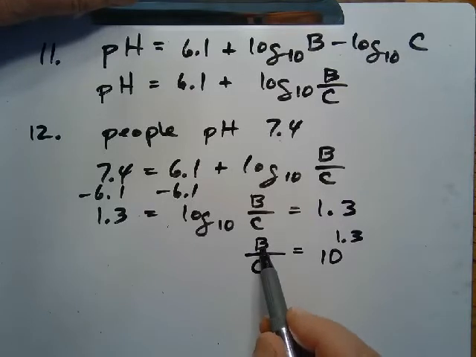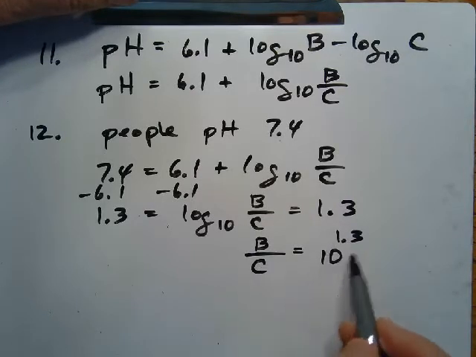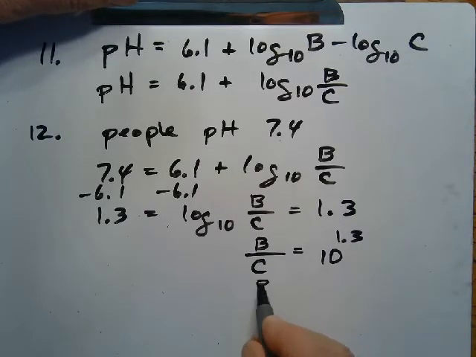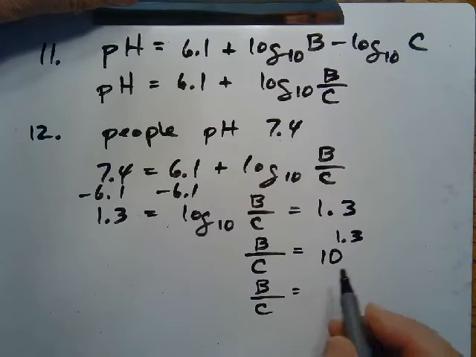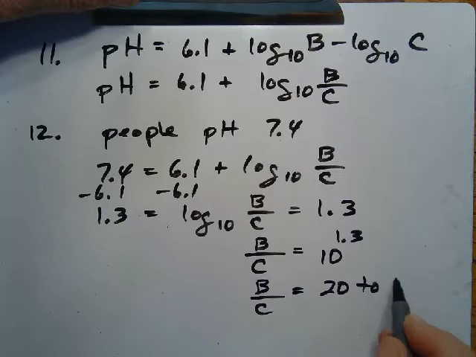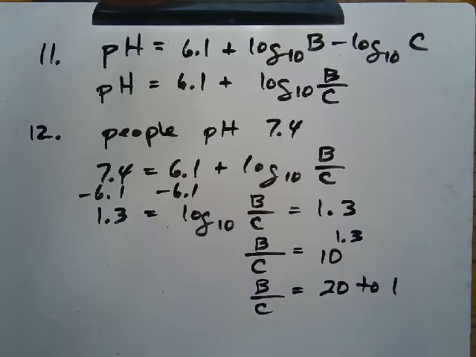So it tells us that this ratio of B over C has to be this number. And if you use your calculator here, you end up with about 20. So the ratio is about 20 to 1. That ratio between bicarbonic and carbonic acid. All right, let's take a look at another one.